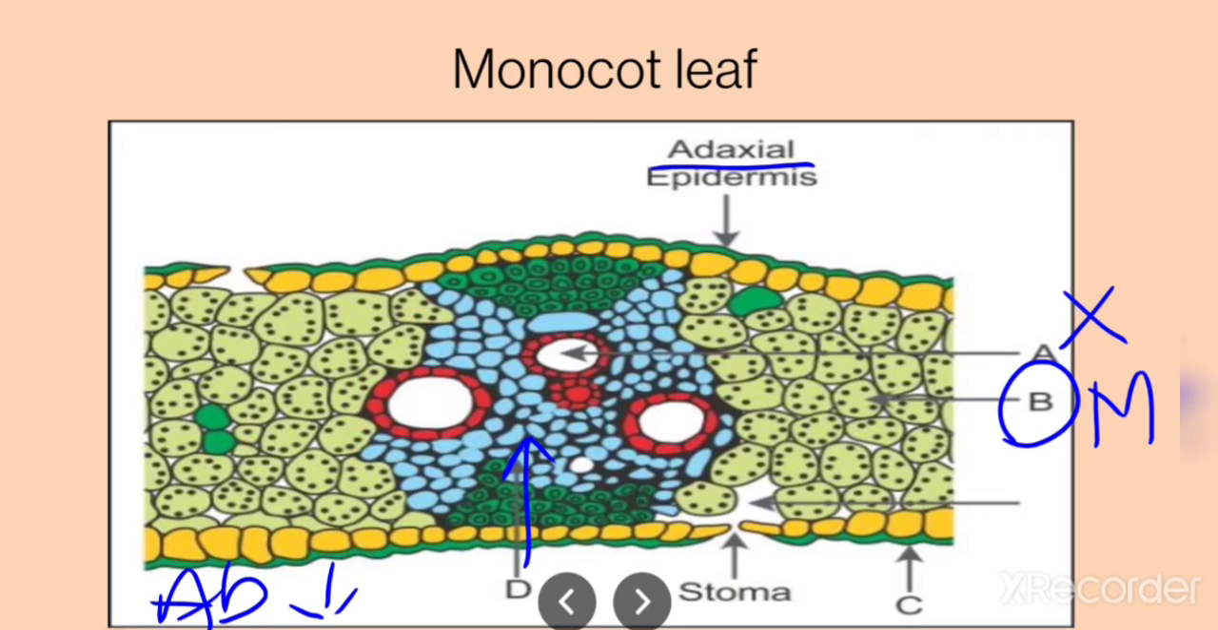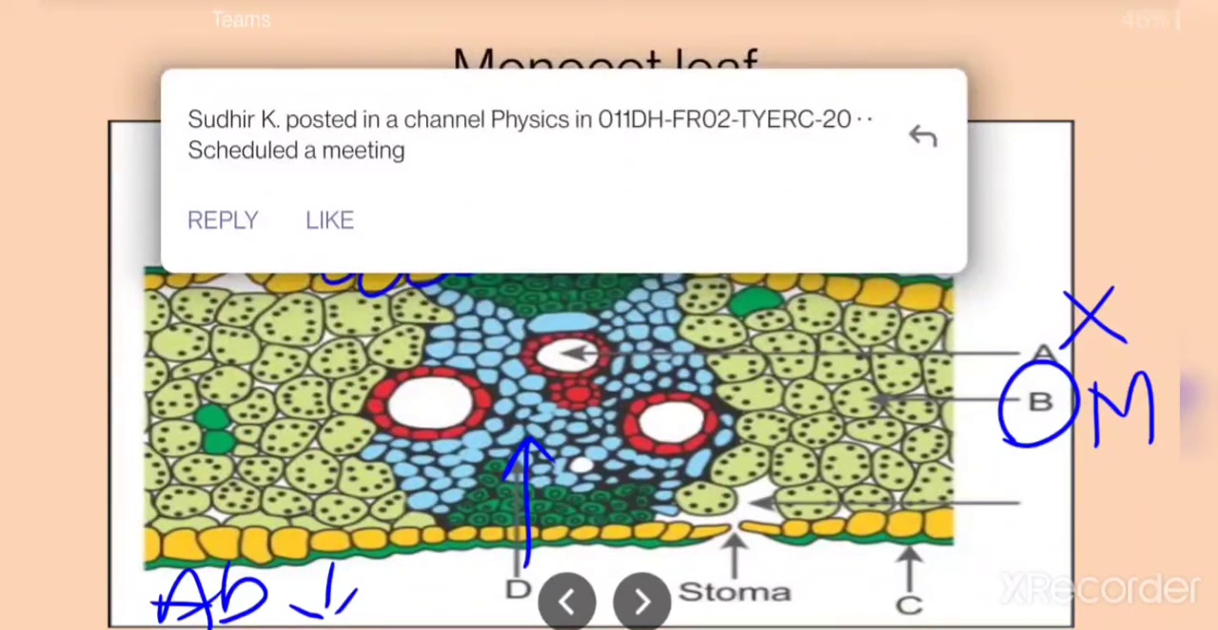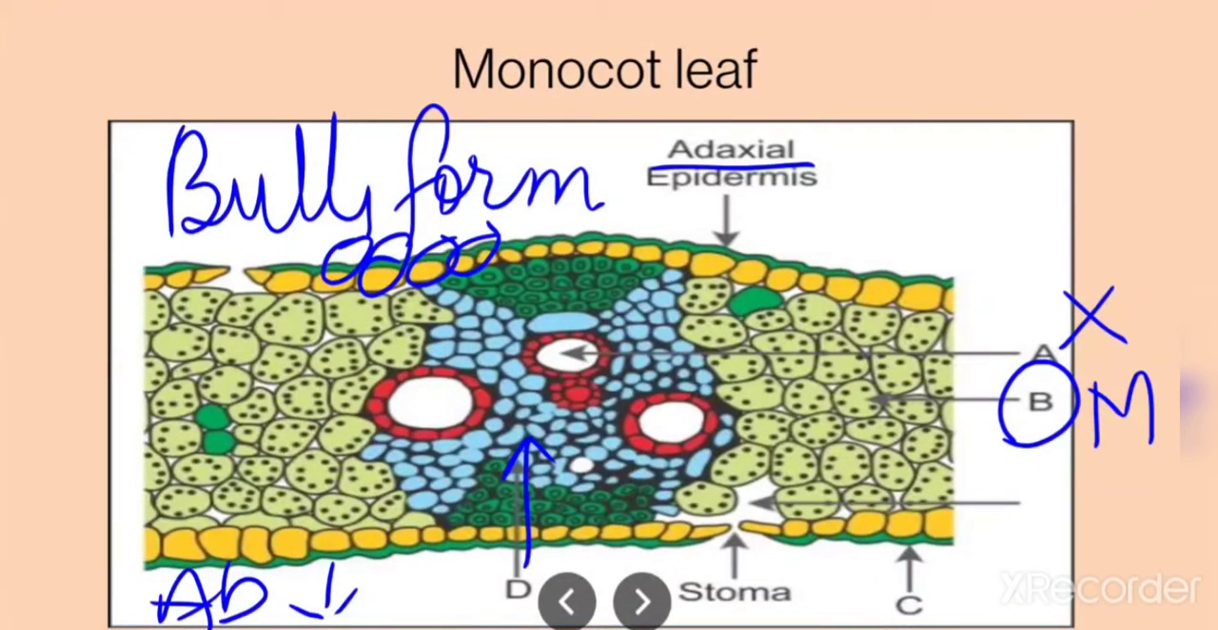Now, beta, in this slide, some of the cells often become very large. On the epidermis, some cells become very large and we call them bulliform cells. What is the task of these bulliform cells? Well, these bulliform cells are going to absorb a lot of water. So when they can hold more water, that means they are going to keep the leaves turgid, and they are present only in the monocot leaf.